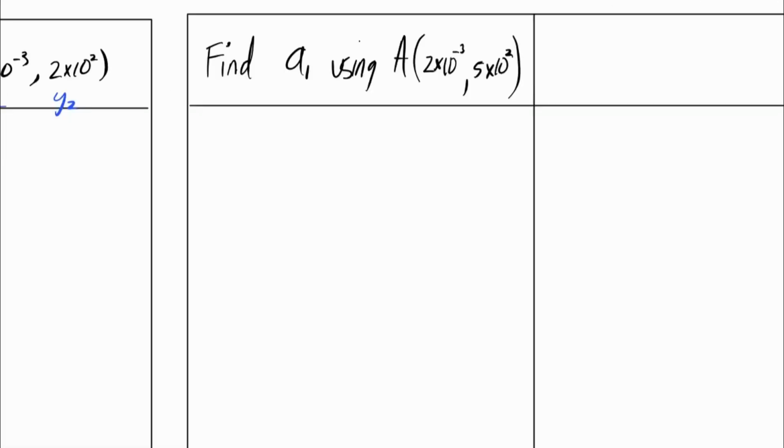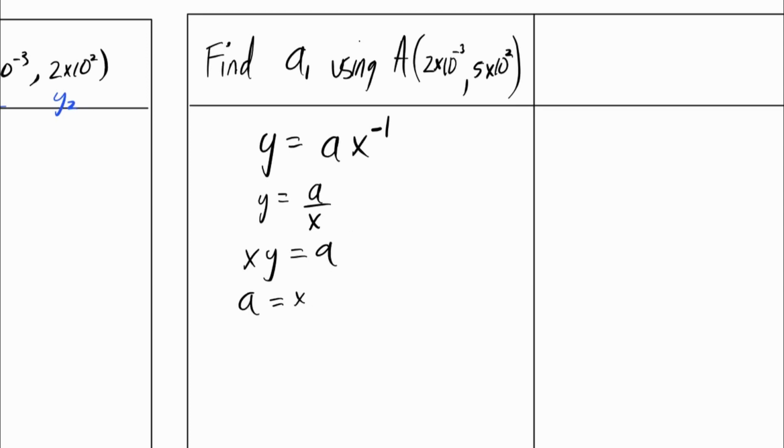Starting with the general formula, y equals ax to the n. But now we know n is negative 1, so we can put in x to the negative 1. In the interest of making the algebra easier, I'm going to rewrite this as y equals a over x, because x to the negative 1 is just the reciprocal. Isolating for a, this becomes x times y equals a. So this is our general formula. We'll turn it around: a equals xy.